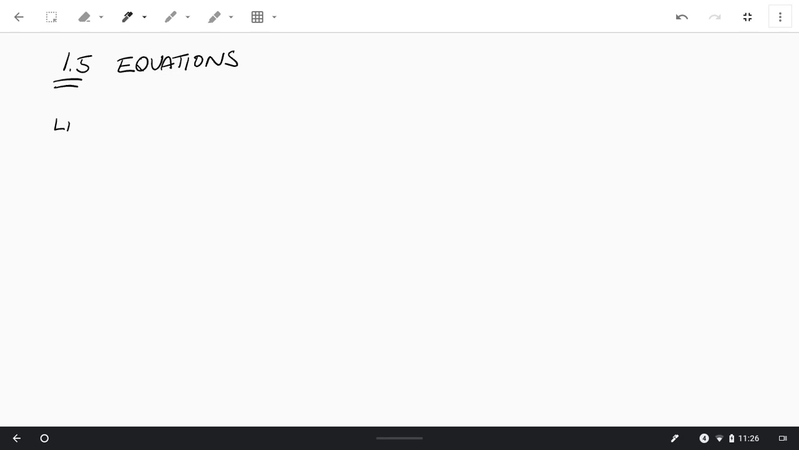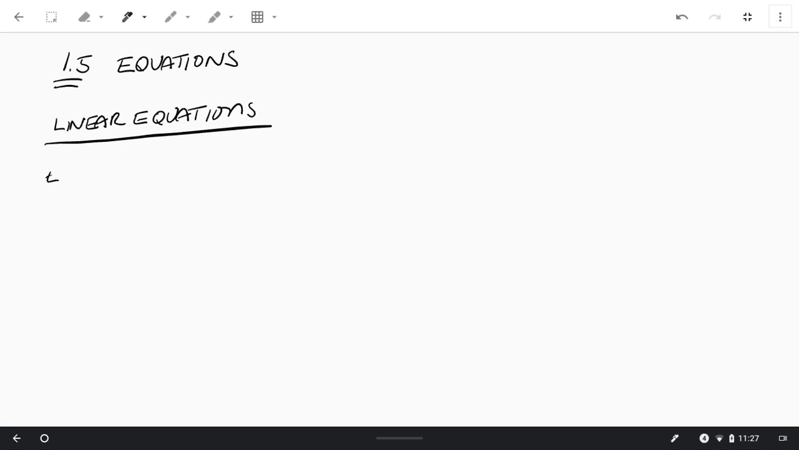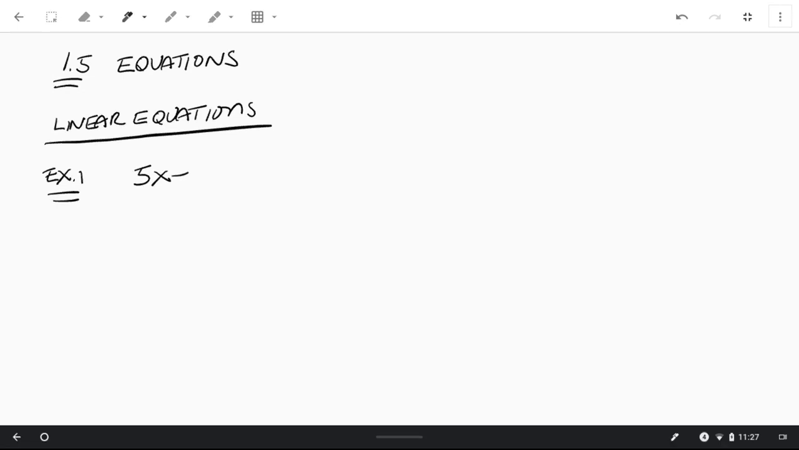Let's start with linear. Okay, so linear equations. Let's do one example just so you have an idea. Maybe you have to solve something like this: 5x minus 13 equals 12 minus 5x.